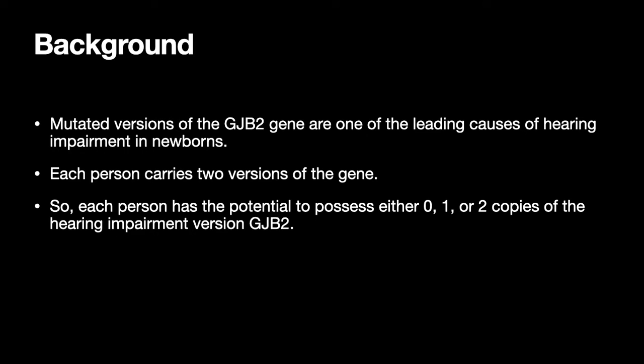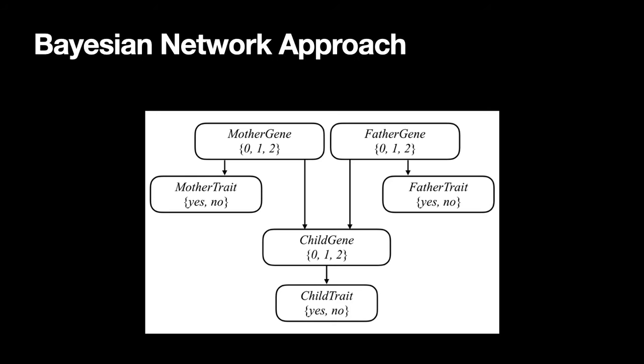So each person carries two versions of the gene. So each person has the potential to possess either 0, 1, or 2 copies of the hearing impairment gene. So as for our AI, we'll be implementing the Bayesian network approach.